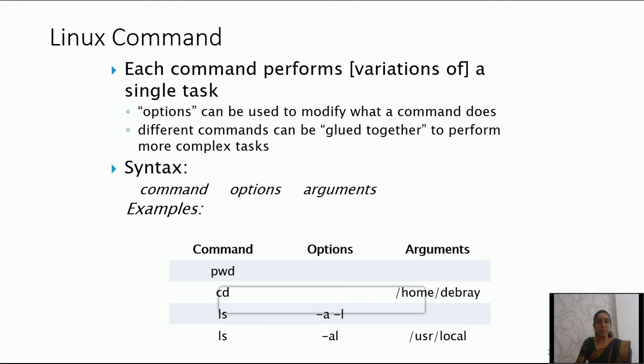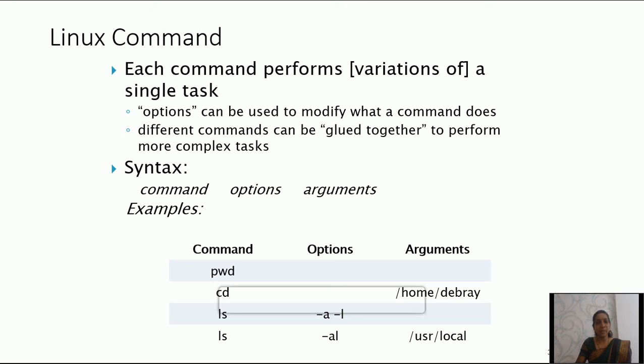Options are nothing but any character which is preceded with a hyphen, whereas for the execution of a command, we have to give the arguments as the input or the output. So here we have some set of commands. For example, pwd, which prints the current working directory without options or arguments. The second example is cd, where the option is not given but the argument is given as /home/debre. So this is the argument.